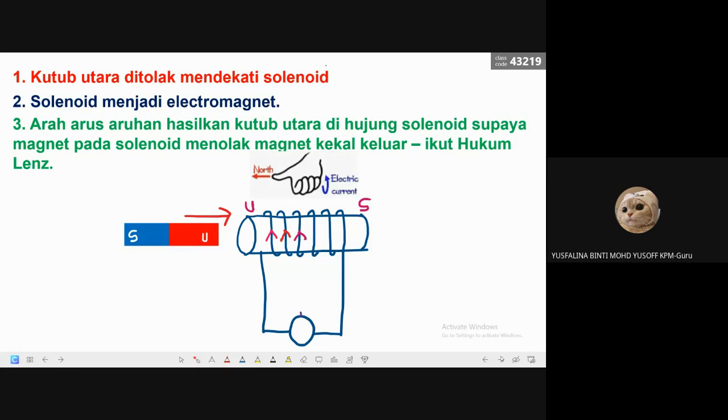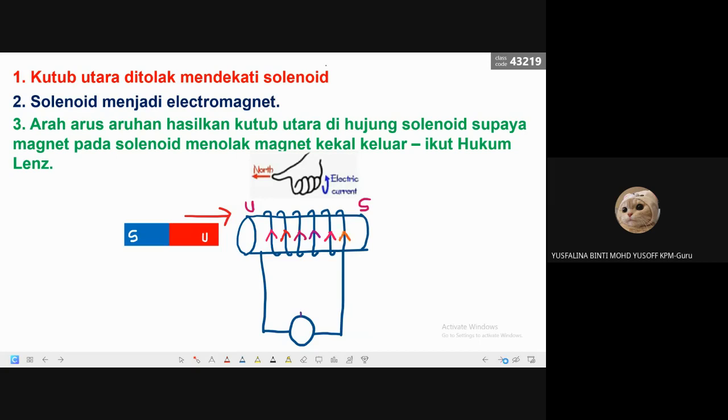So I just give you the translation. This says the north pole will come towards the solenoid, and the solenoid will become an electromagnet. Then the direction of the induced current will be produced so that the north is at the end of the solenoid, so it can follow Lenz's law, right? Lenz's law says it will oppose.